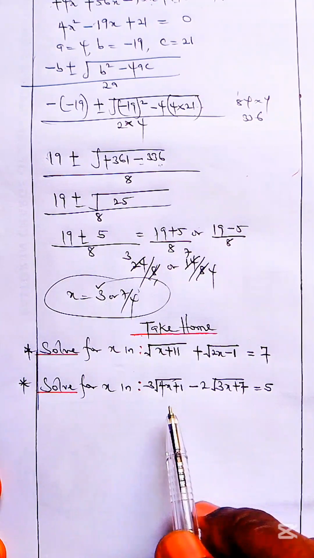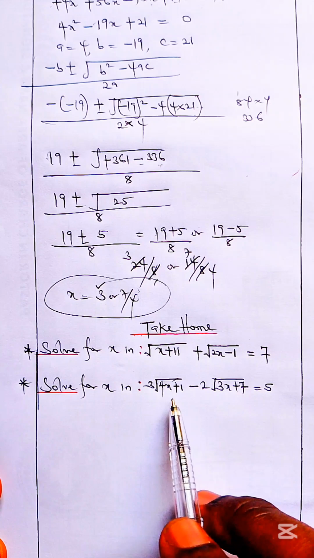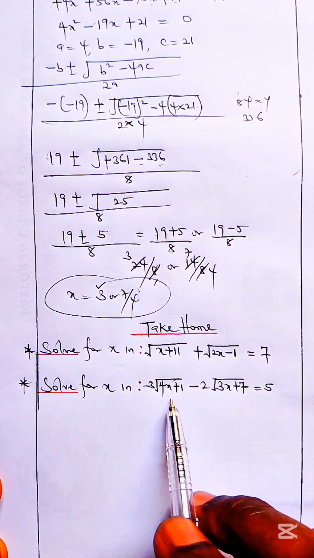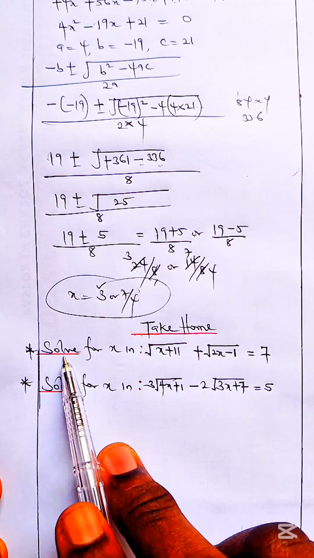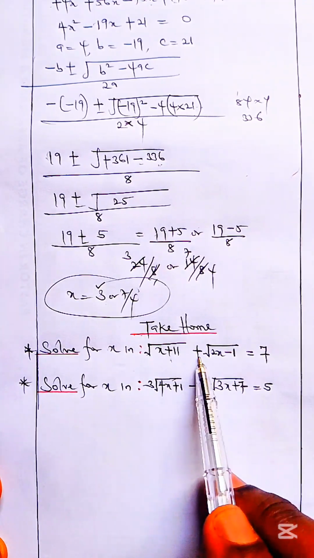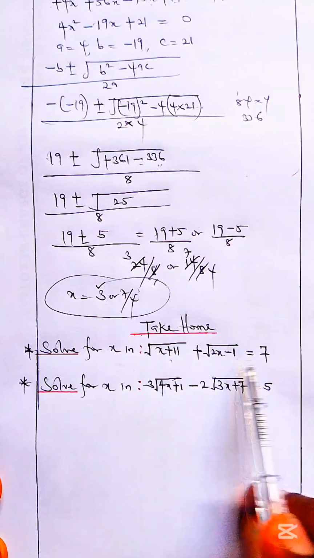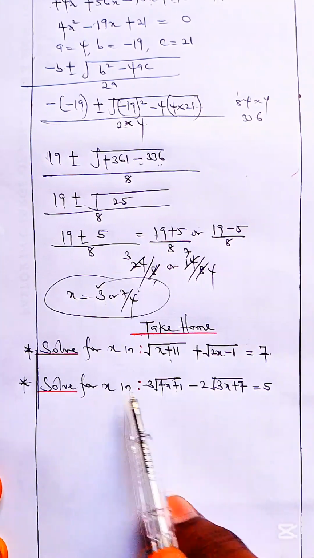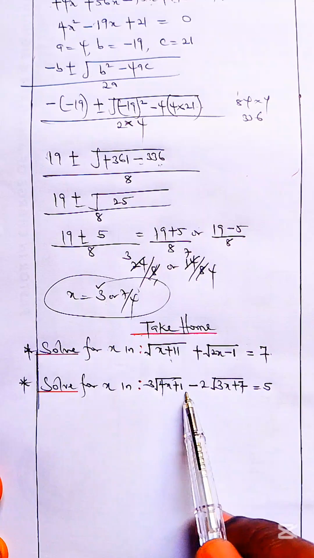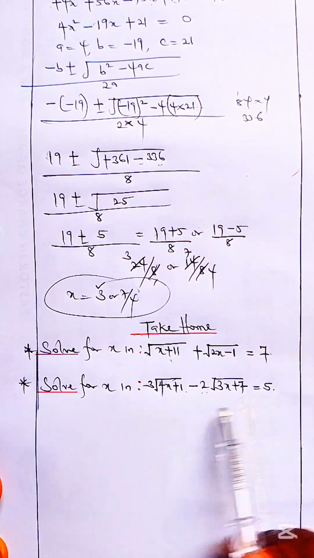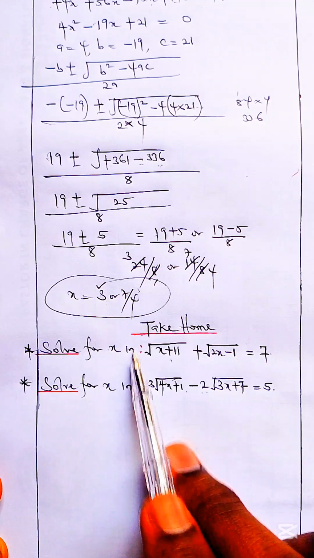So it is time for us to get ourselves tested to see how much we've gotten from today's lesson. So this is our take home. The first question is this: solve for x in root x plus 11, I beg your pardon, plus root 2x minus 1 equals 7. So we have to look for x here. The second question: solve for x in 3 root 4x plus 1 minus 2 root 3x plus 7 equals 5. So we have to solve for x in both.